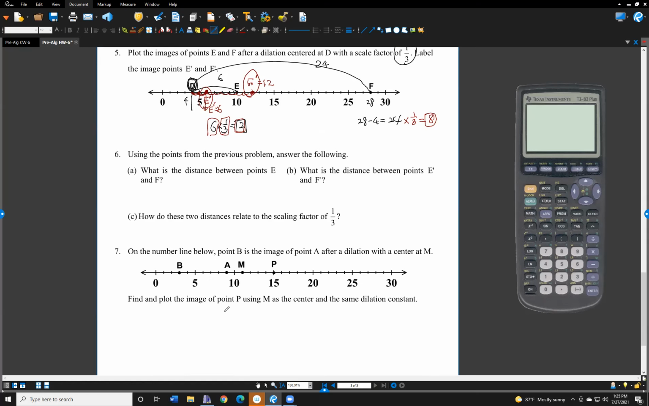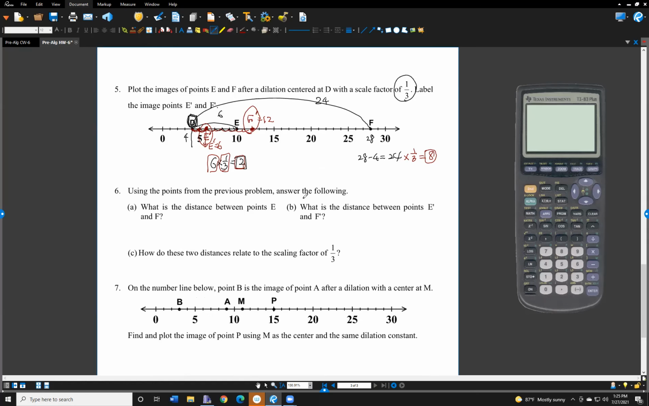All right, number 6. Using the points from previous problems, answer the following. What is the distance between E and F? You already got 24. What is the distance between E prime and F prime? Decrease by 1/3, so 24 times 1/3 is going to be 8, right? Or you can find it another way. Or you can count it from the graph. 1, 2, 3, 4, 5, 6, 7, 8. Is it okay?